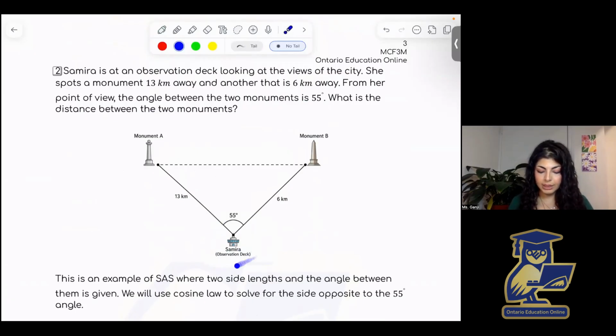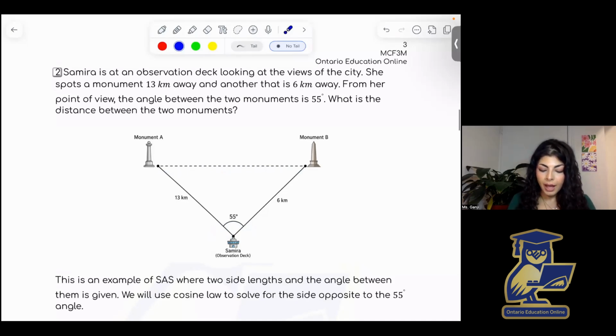So here, consider she's standing here. This is the monument that's 13 kilometers away. This one is 6 kilometers away, and this angle between, if she's looking this way and this way, is 55 degrees there. And we want to find this distance here, which is between the two monuments.